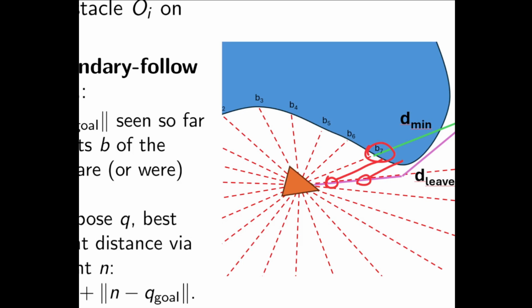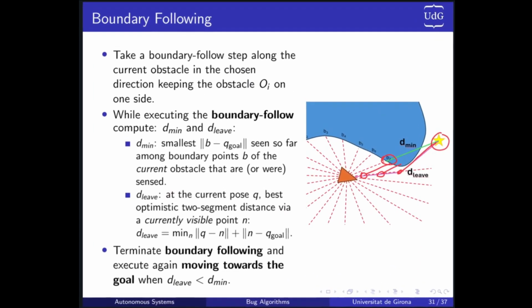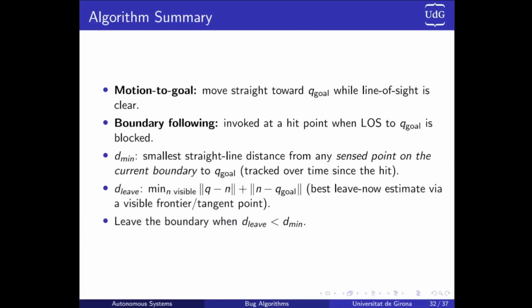And then the idea of computing that is that you measure here and you collide here, okay, here, maybe I will not collide. As far as I know, here there is a tangent line that can bring me towards the goal, because I don't know if there is some obstacle here or not, but I can go. Then it's a little bit tricky to compute this. The DMIN is quite easy, the DLEAVE is a little bit more tricky to compute. But in the end, it's very similar to the other Bug algorithms.